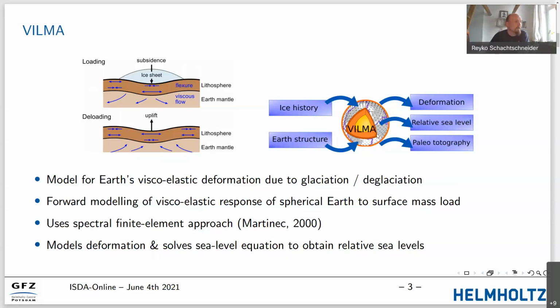It is a forward modeling code for the viscoelastic response of the Earth to the surface mass load. It needs an ice history as an input and an Earth structure, and uses a spectral finite element approach to compute the deformation at the surface. The sea level equation is then solved to obtain relative sea levels, which we use as observations in the study.